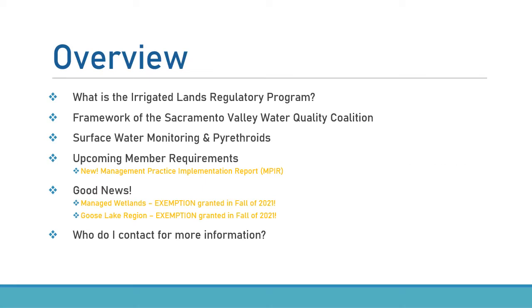Here's an overview of what will be presented in this video. We'll briefly review what the Irrigated Lands Regulatory Program is, the framework of the Sacramento Valley Water Quality Coalition. We will talk about surface water monitoring and pyrethroids, upcoming member requirements, and share some really good news regarding managed wetlands and the Goose Lake region. At the end, there will be information on who to contact if you have more questions.